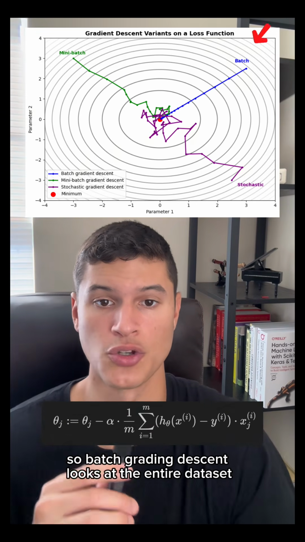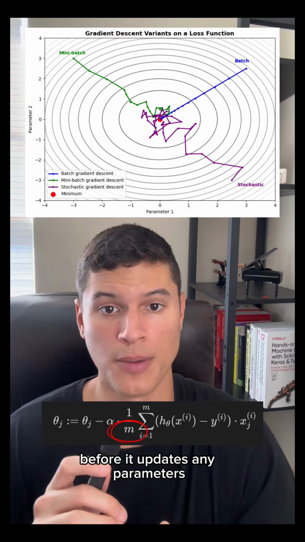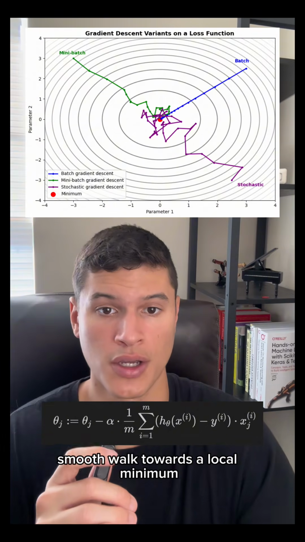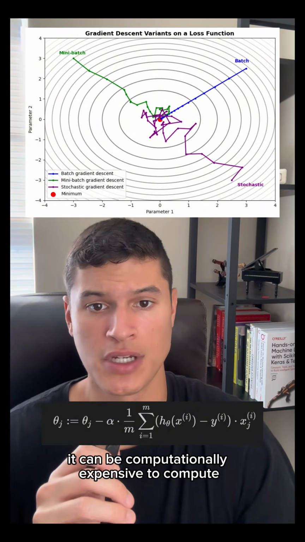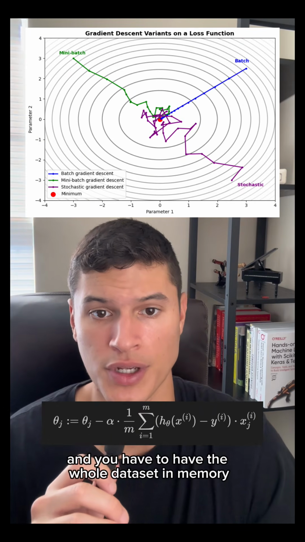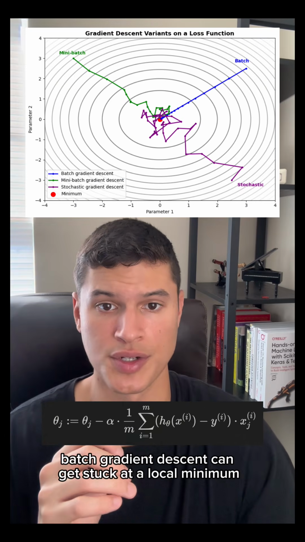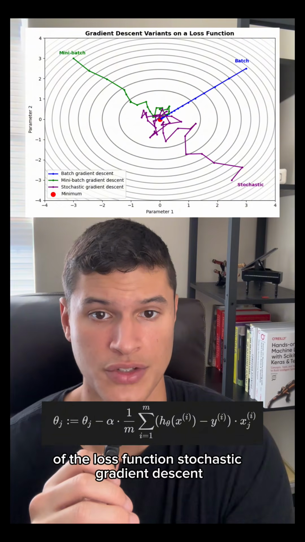So batch gradient descent looks at the entire data set of size m before it updates any parameters. So this guarantees that it takes a steady, smooth walk towards a local minimum. However, for large data sets, it can be computationally expensive to compute, and you have to have the whole data set in memory for each step. Also, for non-convex loss functions, batch gradient descent can get stuck at a local minimum rather than reaching the global minimum of the loss function.